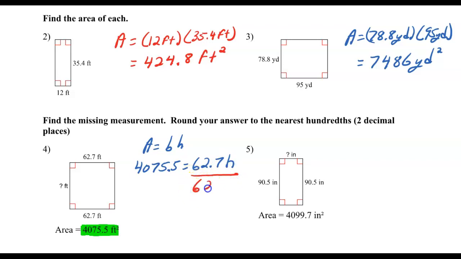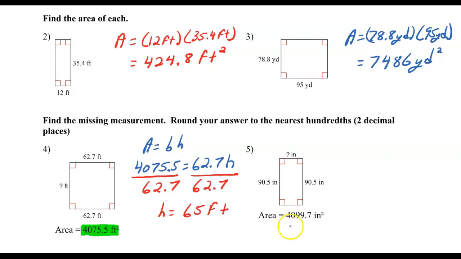We'll divide by 62.7. Doing that on our calculator, we'll get the height to be equal to 65 feet.